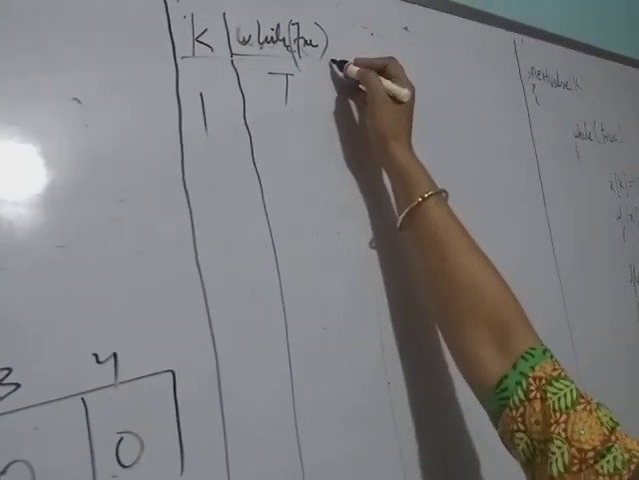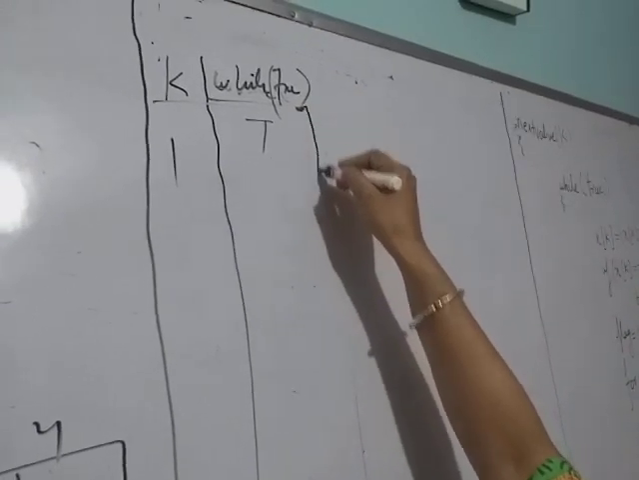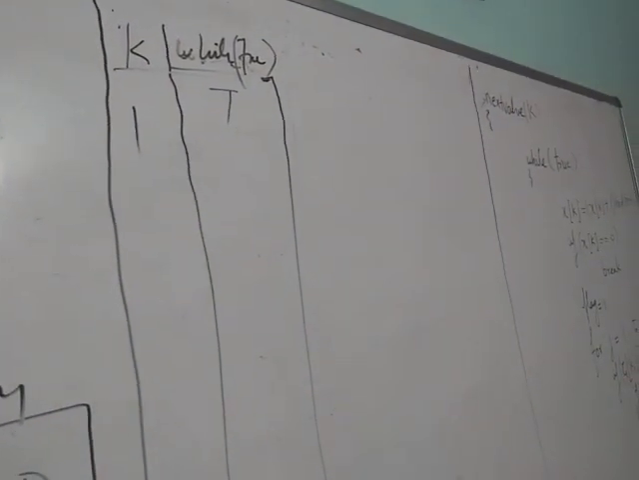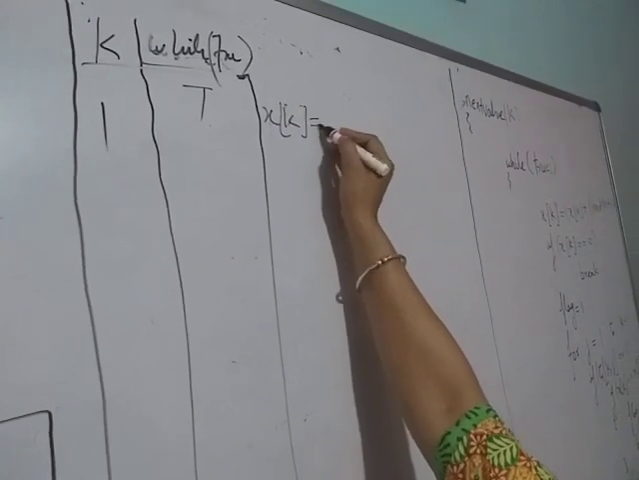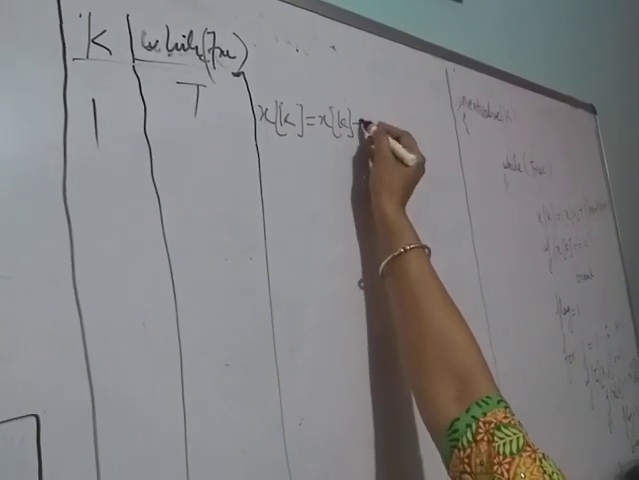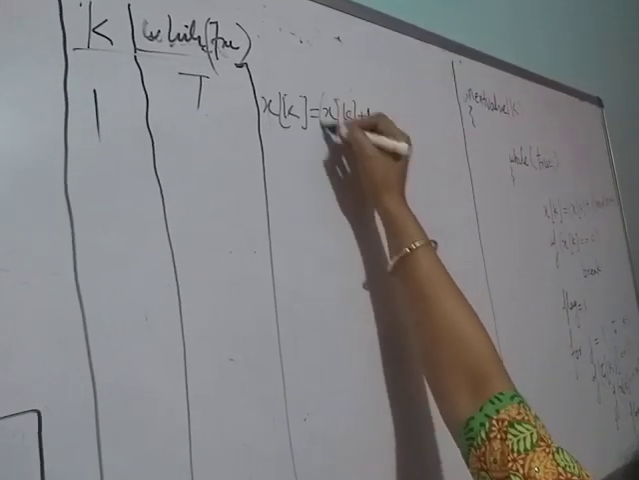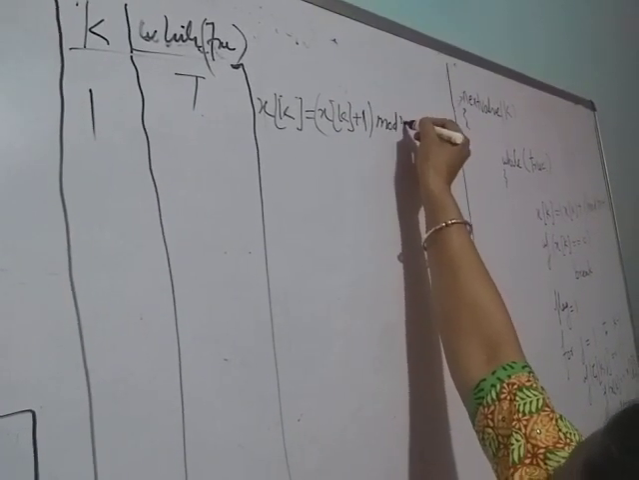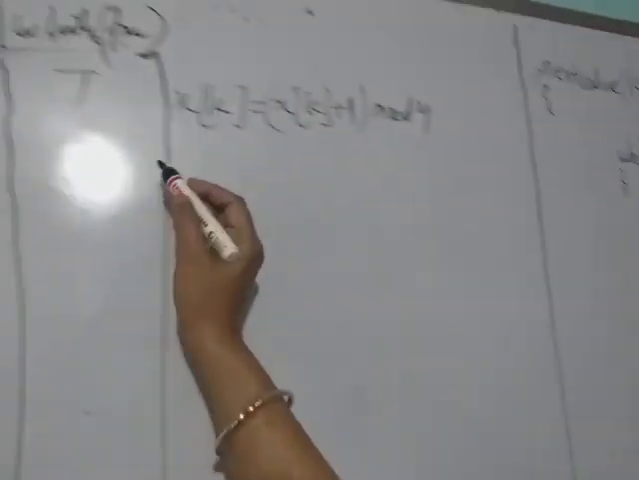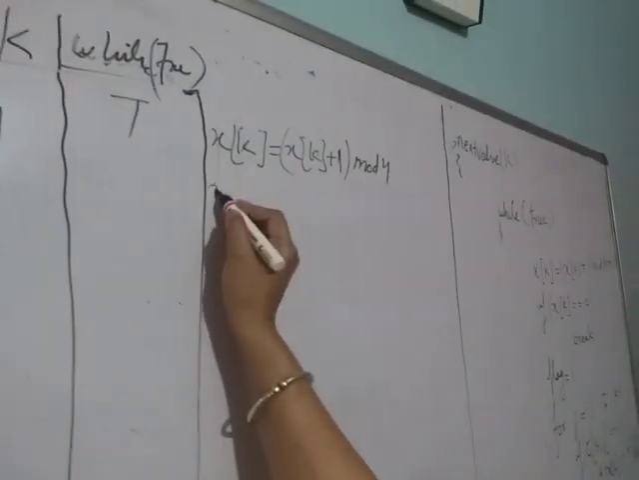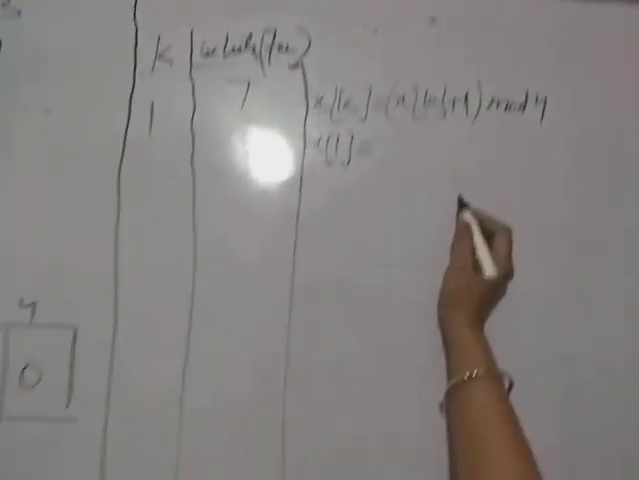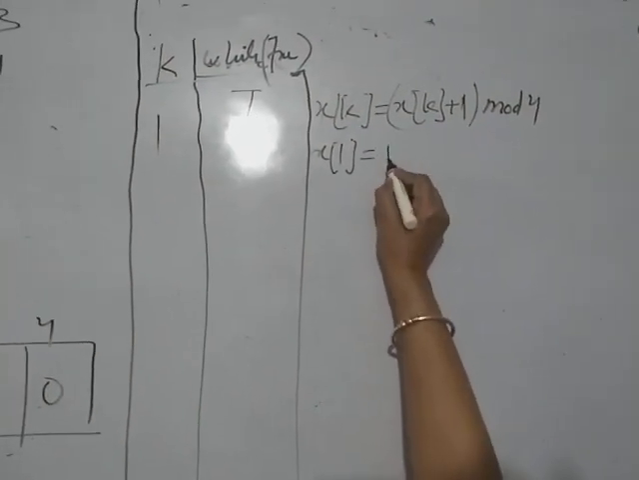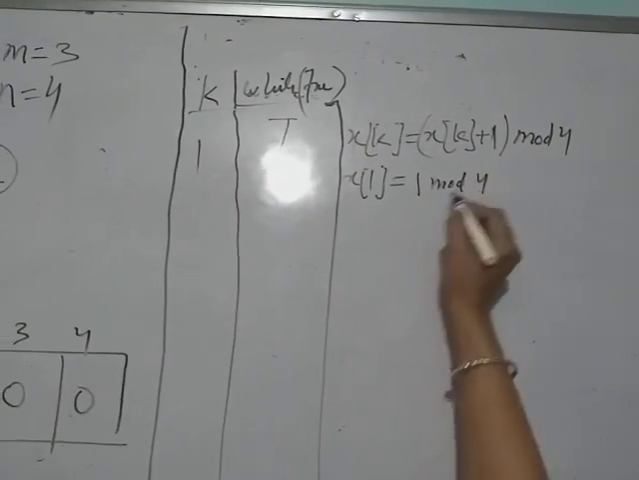xk, that is xk equal to xk plus 1 mod 4. Mod 4 because when the value of m is 3. So mod 4. So here the value of k is what? 1. So x1 equal to x1 plus 1. Value of x1 is 0. 0 plus 1 mod 4, that is 1.